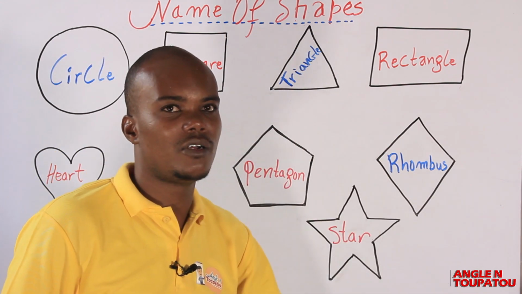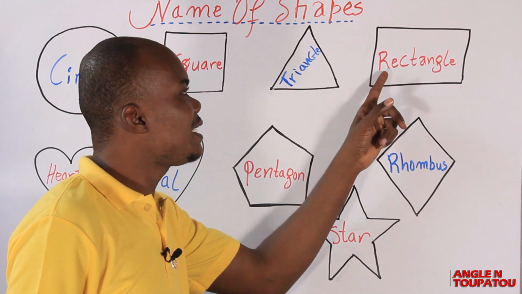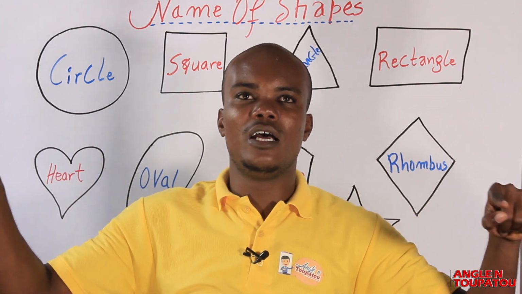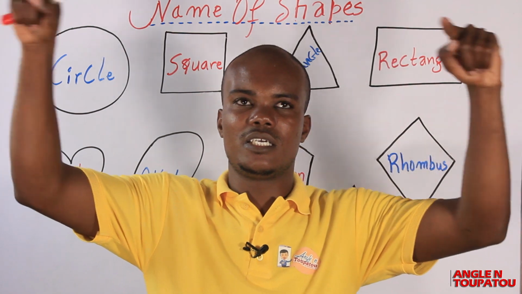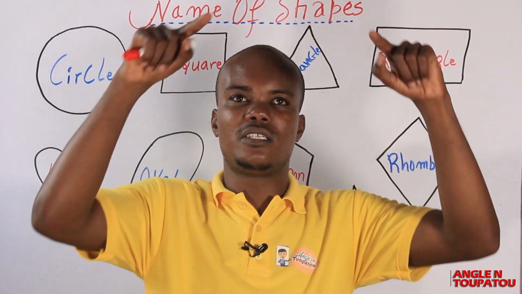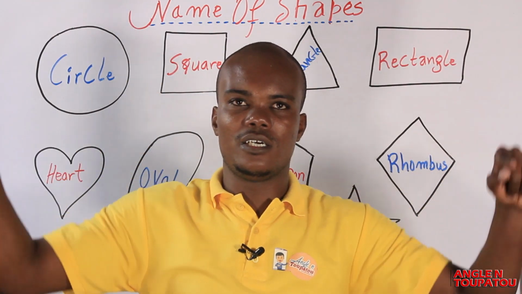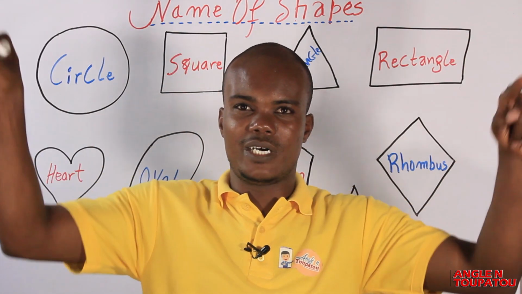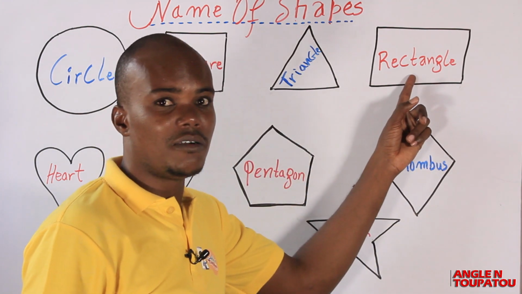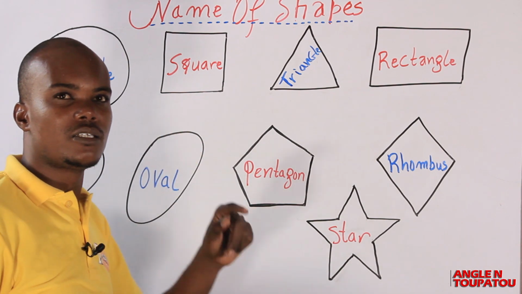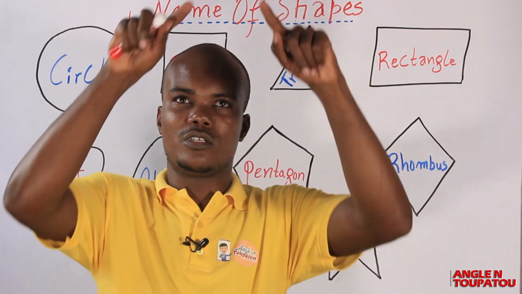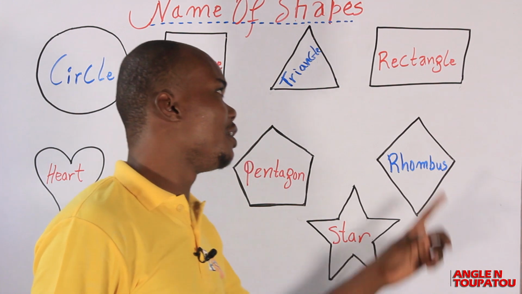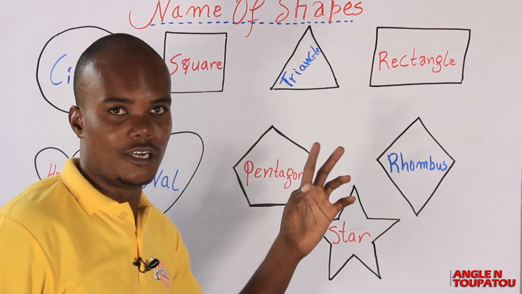This is a rectangle. A rectangle is like that, you know, it's longer than a square. You see, it's longer than a square. This is a rectangle. You take it like this. But a square is like this, a square. Okay, good. A rectangle. Ça rele rectangle.